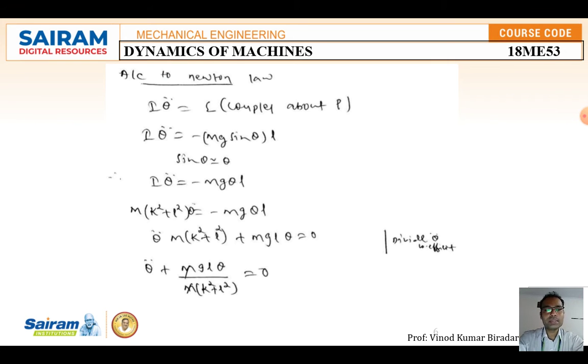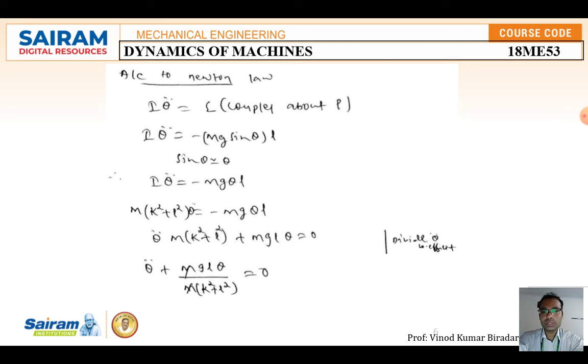According to Newton's second law, F is equal to ma. So here, I theta double dot is equal to the sum of couples about the point P. I theta double dot is equal to minus mg sin theta into the length L. But we know that for very small angles sin theta is equal to theta. Therefore, I theta double dot is equal to minus mg theta L. We know I is equal to mk square plus mL square, so m(k square plus L square) into theta double dot is equal to minus mg theta L.